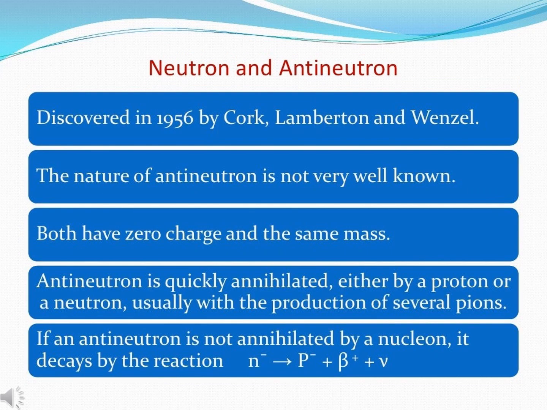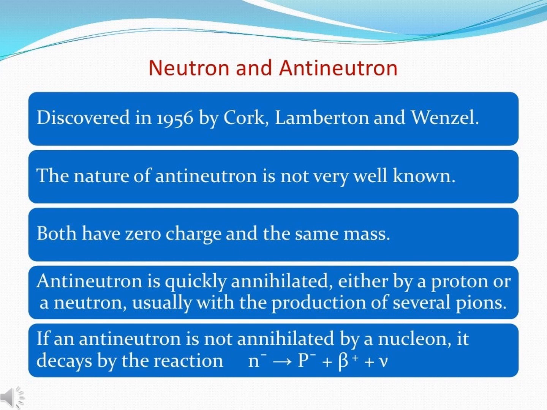Neutron and antineutron. This slide goes on to explain. It was discovered in the year 1956 by Cork, Lambertson and Wenzel. The nature of the antineutron is not very well known. Both have zero charge and the same mass. The antineutron is quickly annihilated either by a proton or a neutron, usually with the production of several pions.